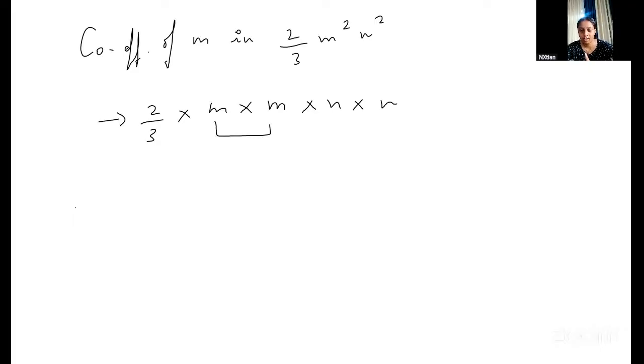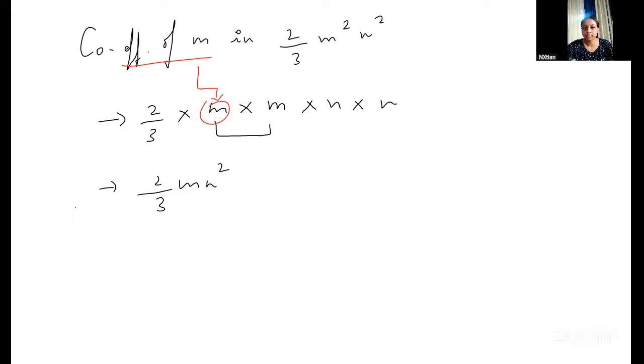2m, ma'am. Okay. So 1m I will remove, because 1 is there in the coefficient. So 1m I will remove, and then I will write down the rest of it. That will be my coefficient of m. What? 2 by 3 m n square. Okay. This is the coefficient of m.